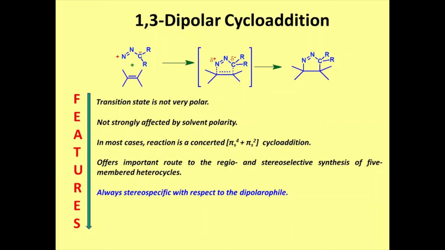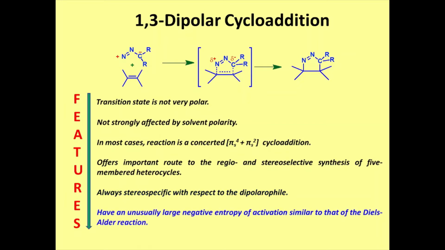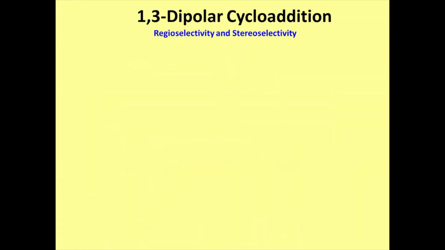If we look at the nature of the dipolarophile, the reaction usually has a large negative entropy of activation, which is quite similar to the Diels-Alder reaction, and that facilitates the reaction to proceed at a faster rate compared to other reactions. Next we will move to see the reactions of dipolar cycloadditions, and specifically the regio- and stereoselectivity of these 1,3-dipolar cycloaddition reactions.